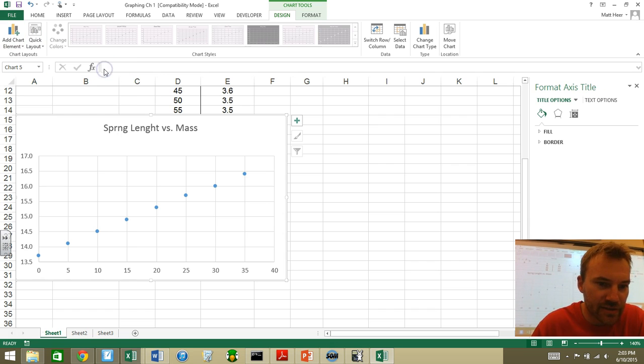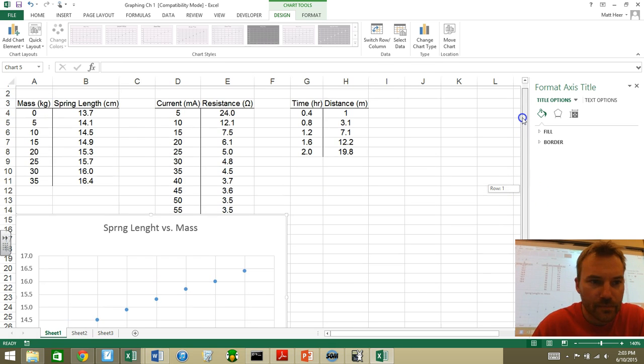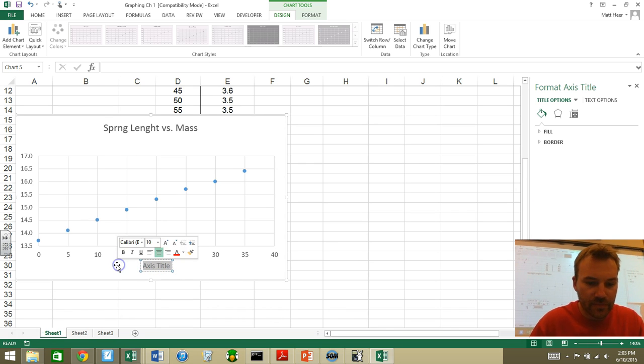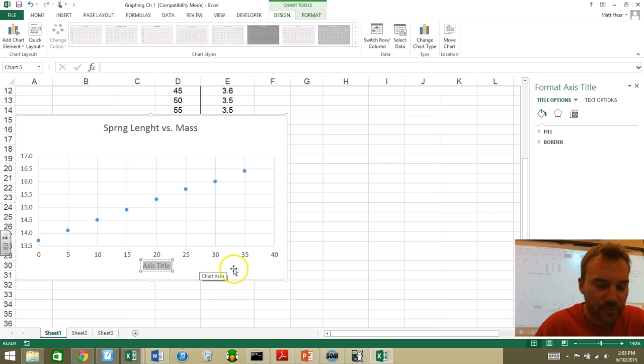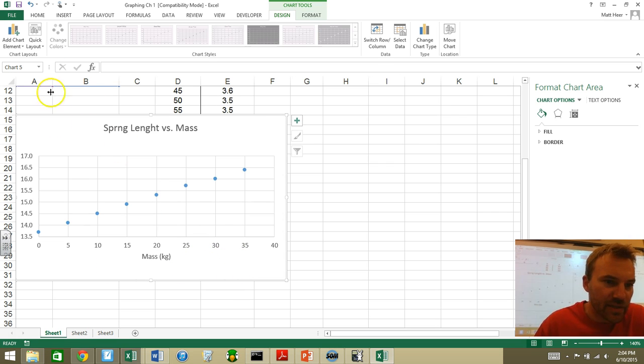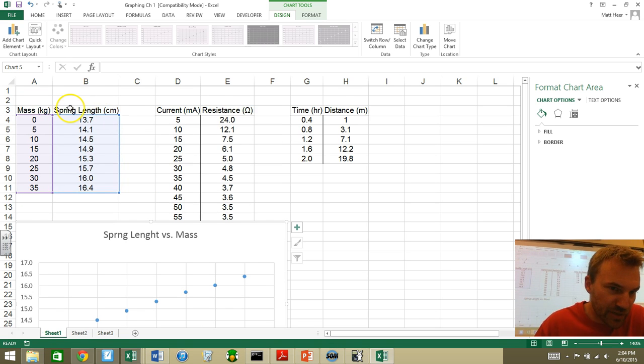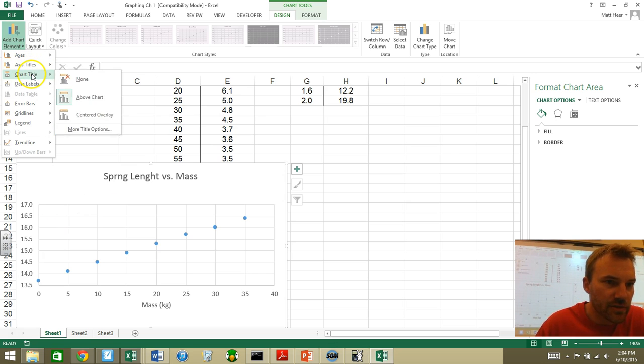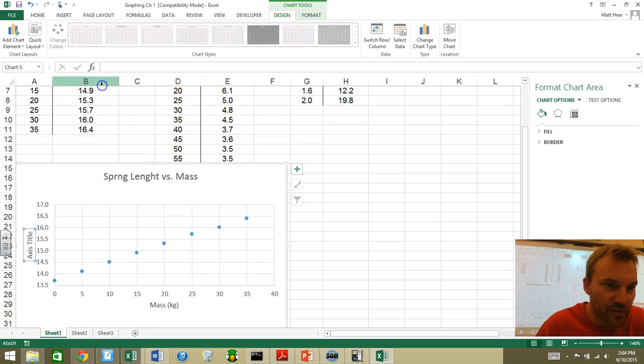The horizontal axis, in this case, is going to be mass. So I'm going to highlight this, mass, and then kilograms. Hit enter. And then I'm going to give my Y values. It was spring length in centimeters. So I'll insert chart element, chart axes titles, primary vertical axes.